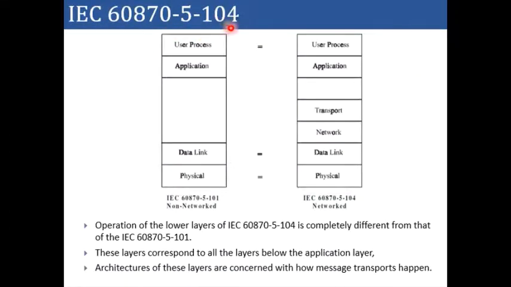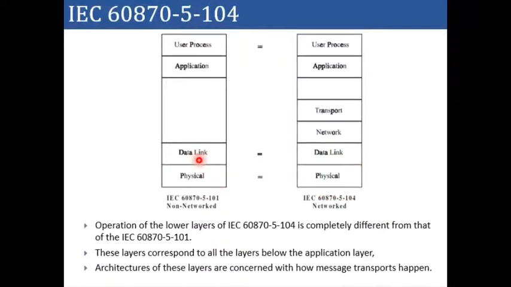So when we compare the 101 and 104 protocol architectures, we will see that 101 will contain only the physical, data link and application layer, and on top of that we will have the various user processes running. In case of 104, we will have the physical, data link, network and transport layers, and then we have the application layer, and on top of that we have the user processes running. So the application layer and the user processes are the same in both of the protocols, while in case of 101 the data link and physical layers are different from 104.